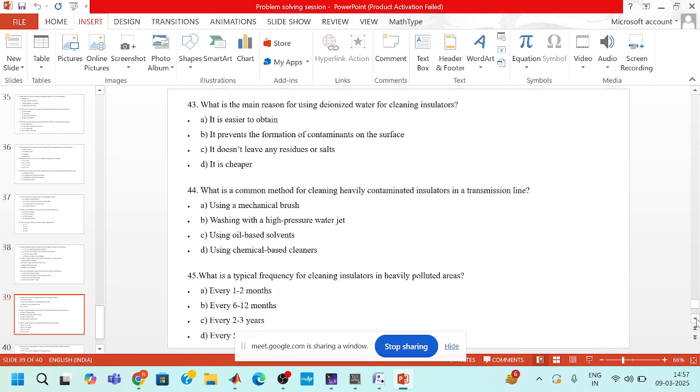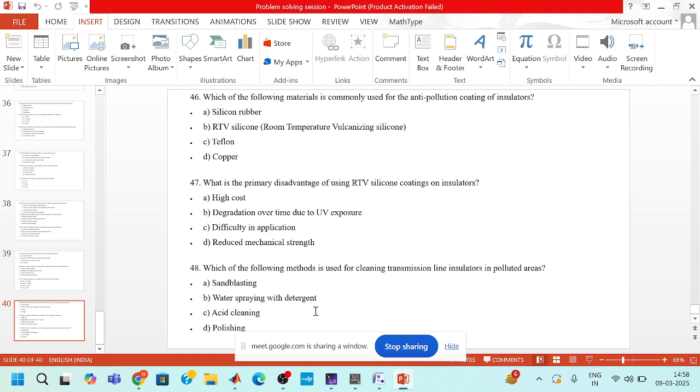Okay, here are some more questions. What is the typical frequency of cleaning insulators in heavily polluted areas? Options are every 1 to 2 months, every 6 to 12 months, every 2 to 3 years, every 5 years. 6 to 12 months, madam. Yes, this is the typical frequency range. For every 6 to 12 months, insulator cleaning will be done in heavily polluted areas.